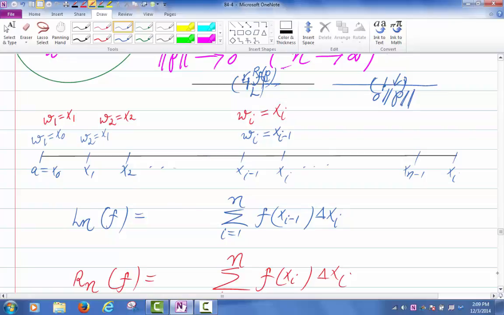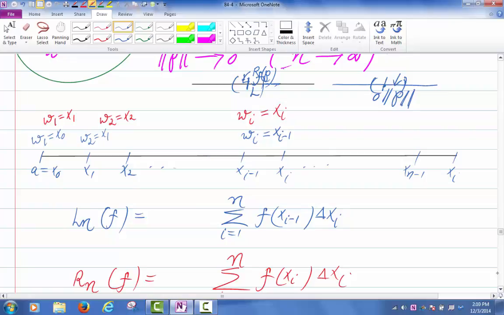Ln is the Riemann sum when you pick the sample points to be the left end points of the subintervals. So when you pick the left end points of the subintervals as the sample points, you get the left Riemann sum. And you get the right Riemann sum when you pick the sample points to be the right end points of the subintervals. In this case, we take the subintervals having the same length.